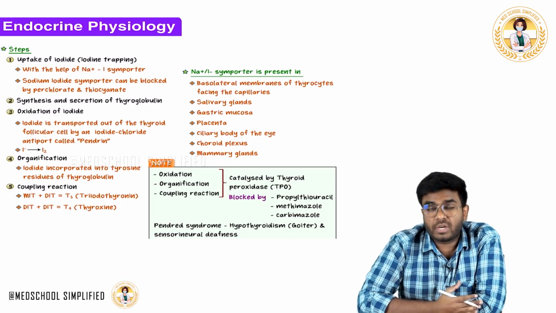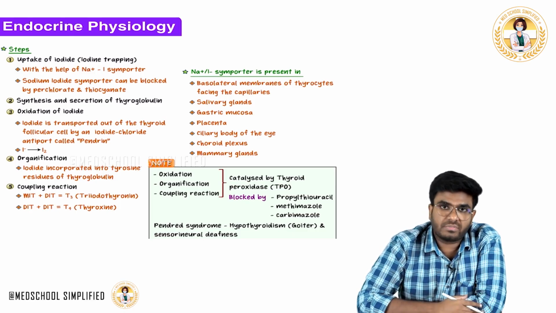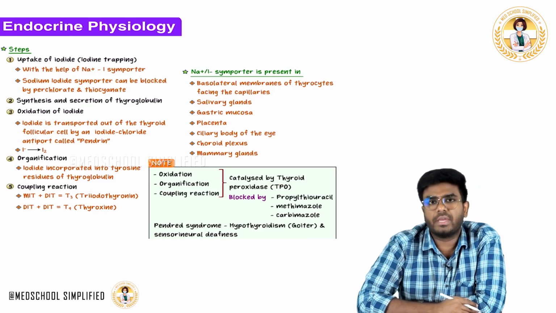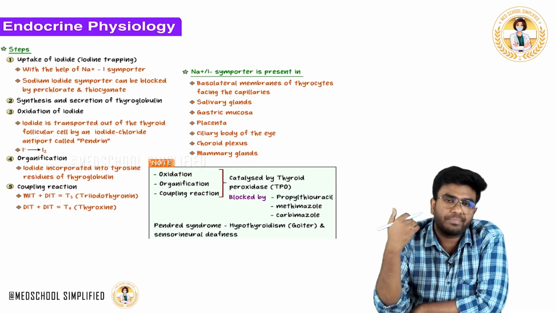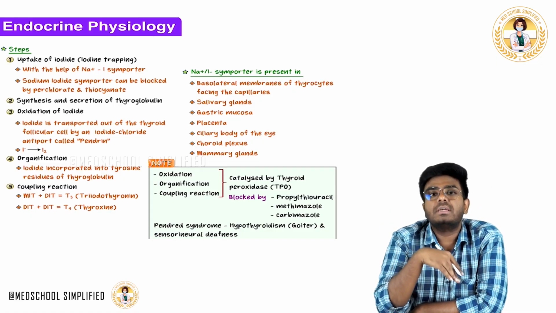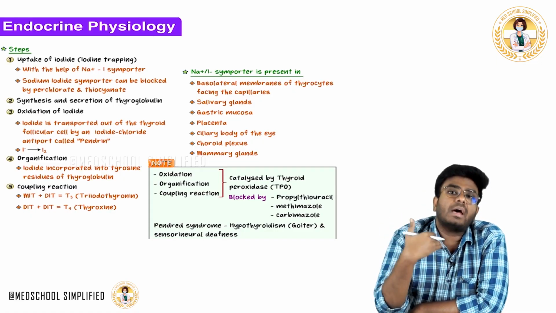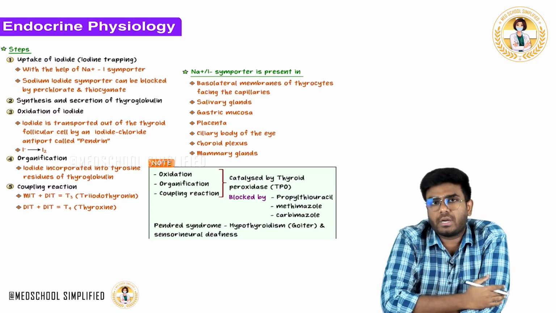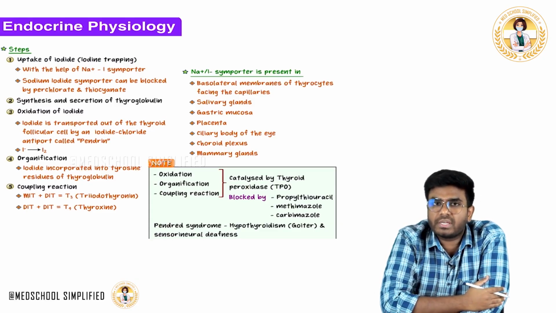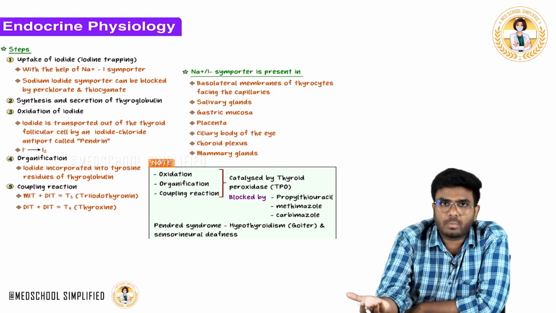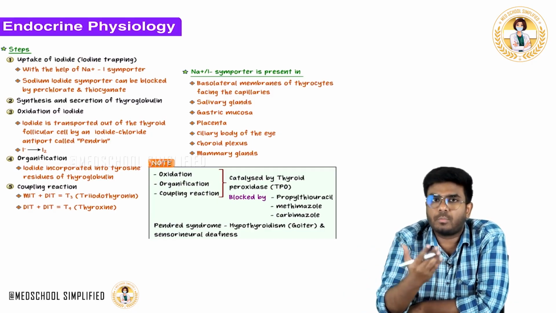If you ask me why we need to block the thyroid peroxidase, for example, imagine that there is this one lady who is suffering with hyperthyroidism. She is having Graves' disease. Now, what do you need to do as a doctor? You need to decrease the amount of circulating T3, T4 hormones. You need to decrease the thyroid hormone synthesis.